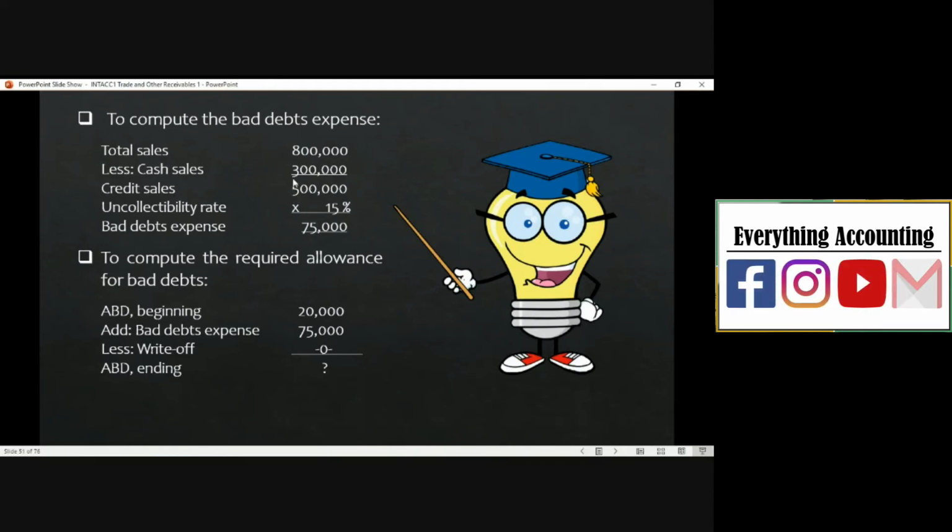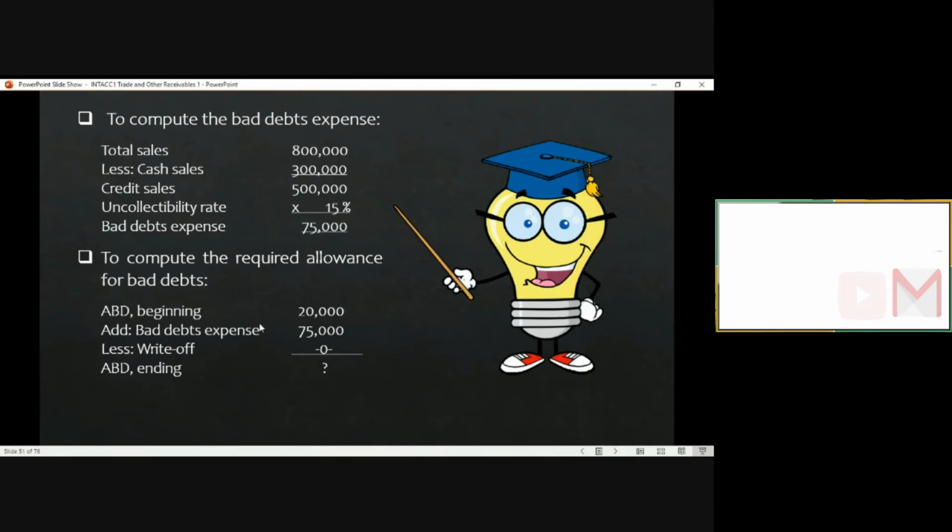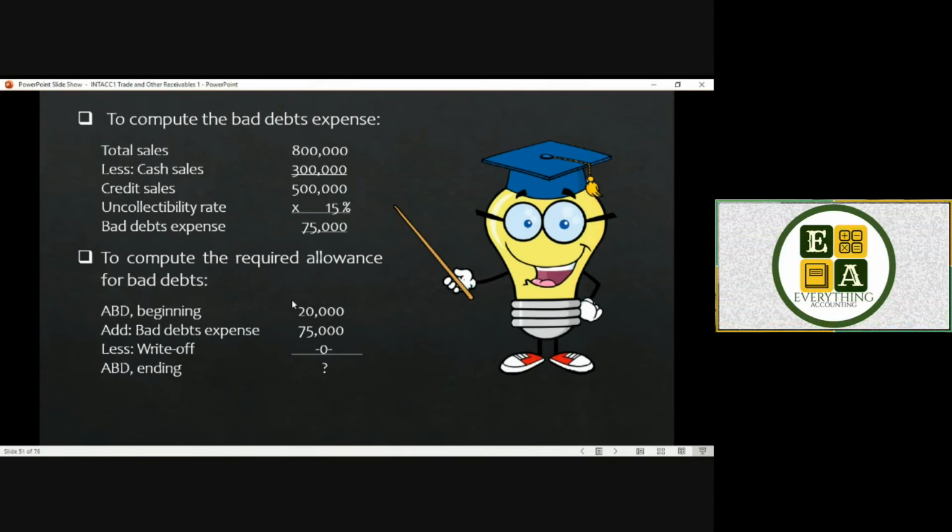Then from 500,000, multiply ka ng 15%, yung maa-arrive is bad debts expense na 75,000. Yung 75,000, yan na agad yung i-add natin dito sa beginning balance. Okay? Then to arrive with our ending balance, 95,000. Okay? So, different talaga yung kanyang approach and manner of computation, at saka yung amount na unang na-arrive. So, sa journal entries, debit ka ng bad debts expense, and allowance for bad debts credit for the 75,000.